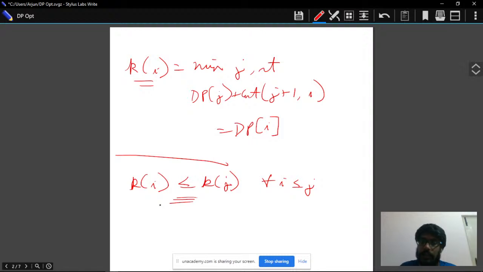So now let's assume this. Assume that k of I is less than or equal to k of j for all I less than or equal to j. Now how does this help us?